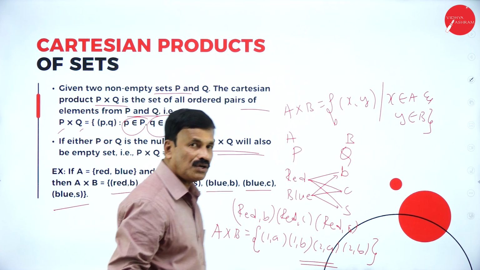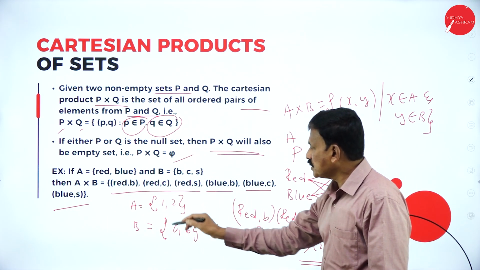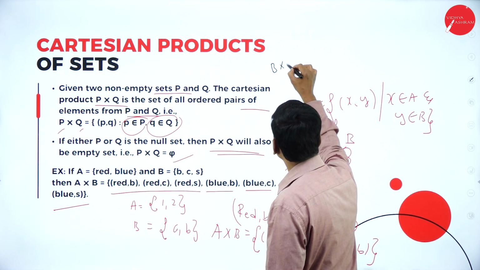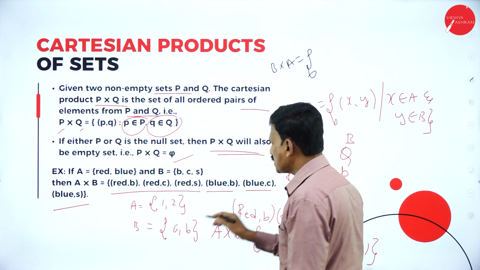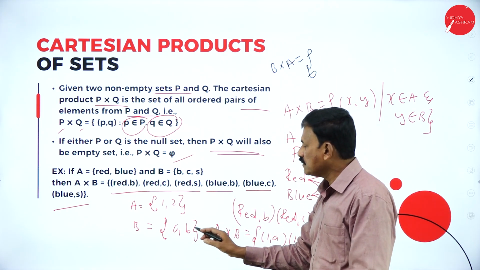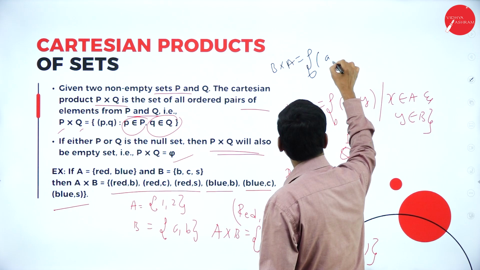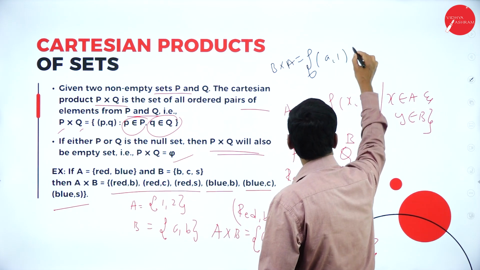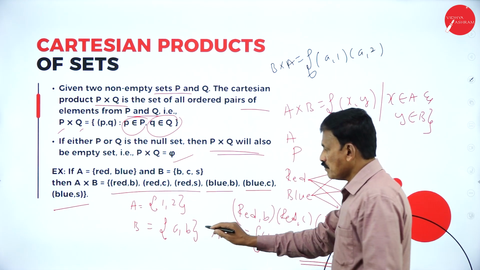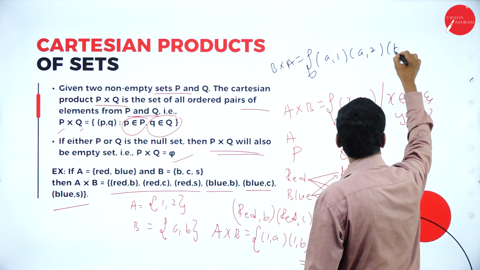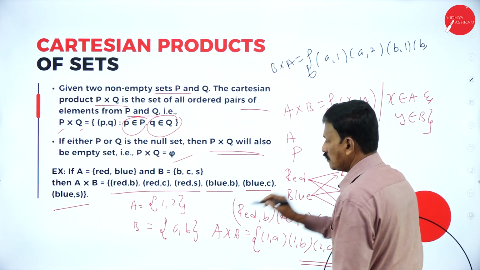Suppose you want to write B to A. On the other hand, the Cartesian product B cross A is denoted with the first elements being the elements of set B: (a, 1) and (a, 2), then (b, 1) and (b, 2).